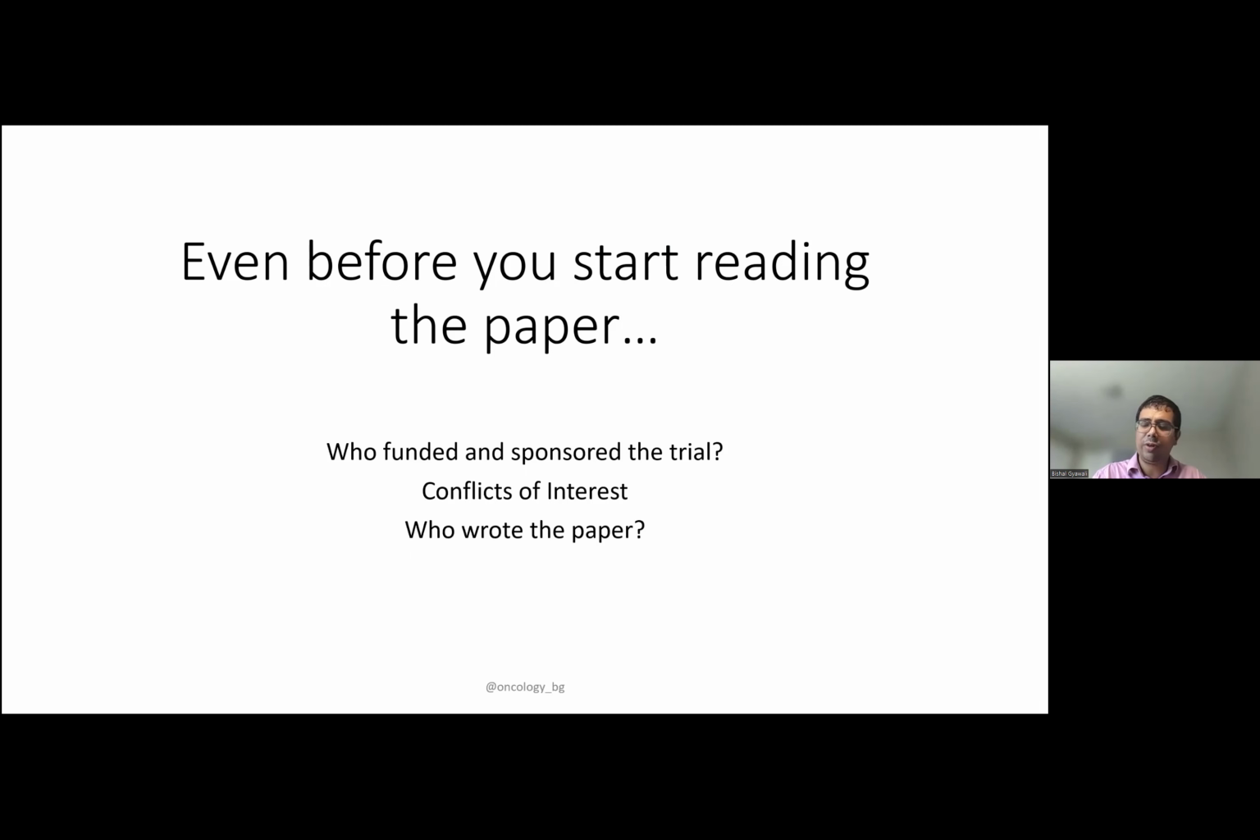And the other is the conflicts of interest. Are the authors who are writing this paper, do they have conflicts of interest, or are they independent? And this is bizarre, but who wrote the paper? Because you would think that the authors wrote the paper, but in many recent cancer drug publications, you'll see that a paid entity, what we call medical writers, write the paper for the authors after getting paid by the industry.